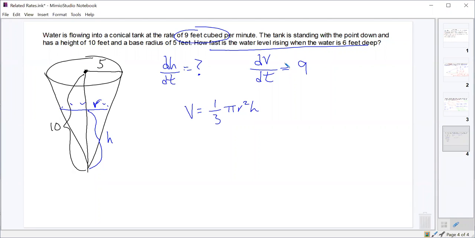And we have no information about the radius of the cone of water, or how that radius is changing. So we need to find a way to relate r and h together, kind of like we did in optimization problems, right? So that we can write it all in terms of just one variable. In this case, we'd like it all to be in terms of h. So how can we relate r to h? Well, the ratio between r and h is always the same. So we know that the radius is always half of the height.